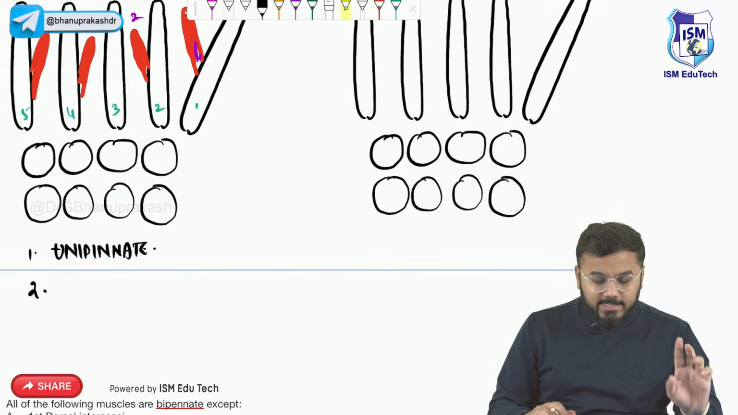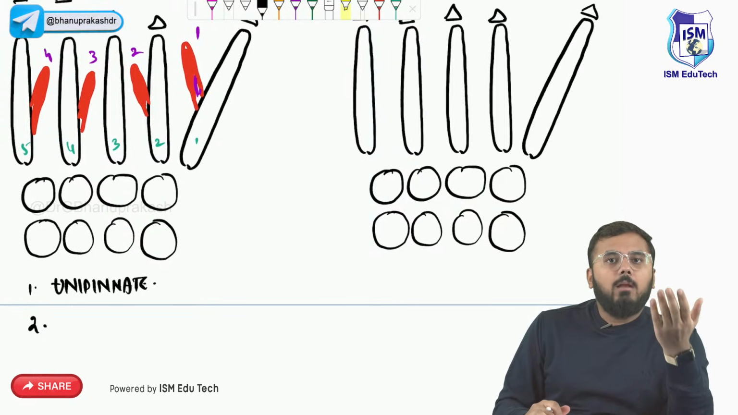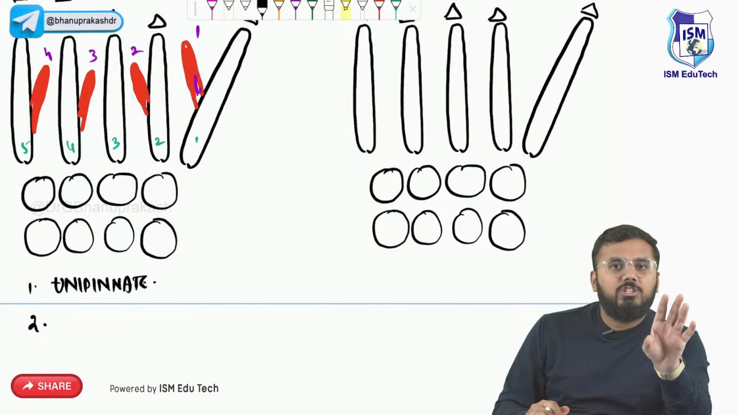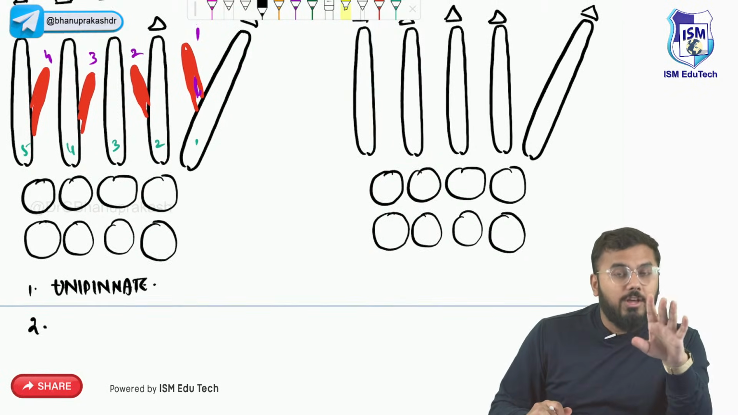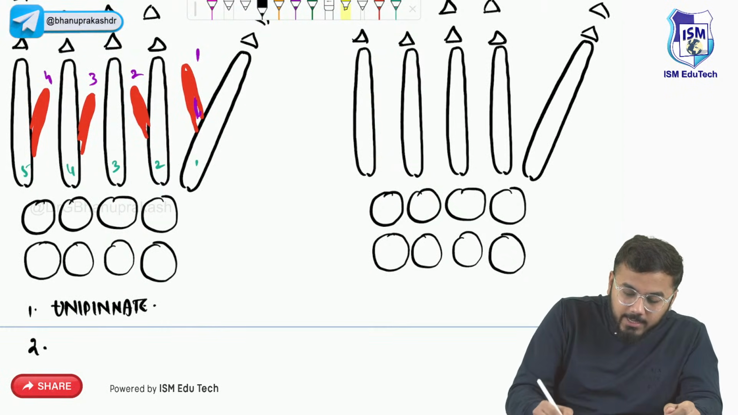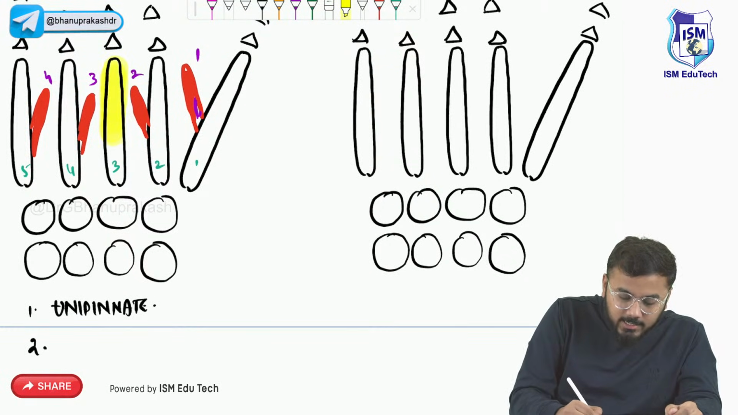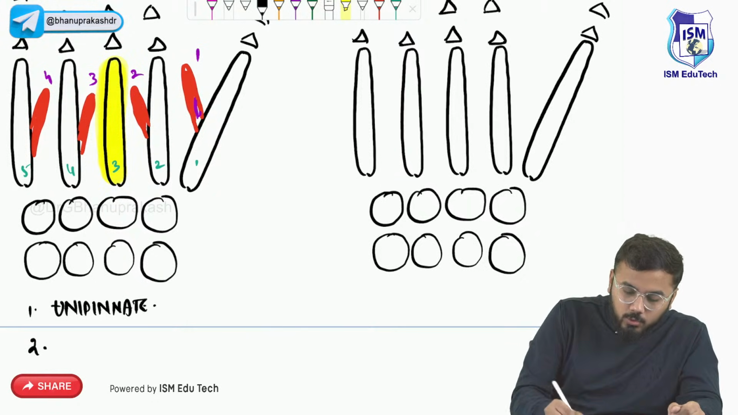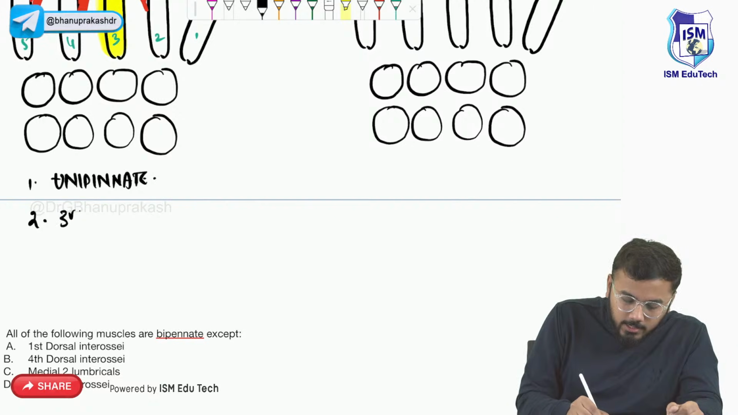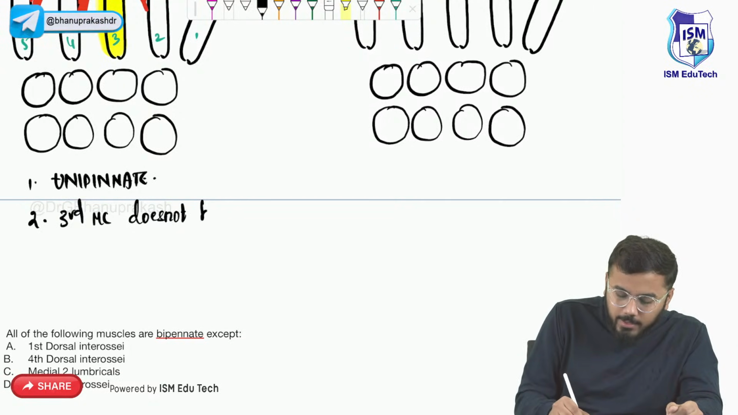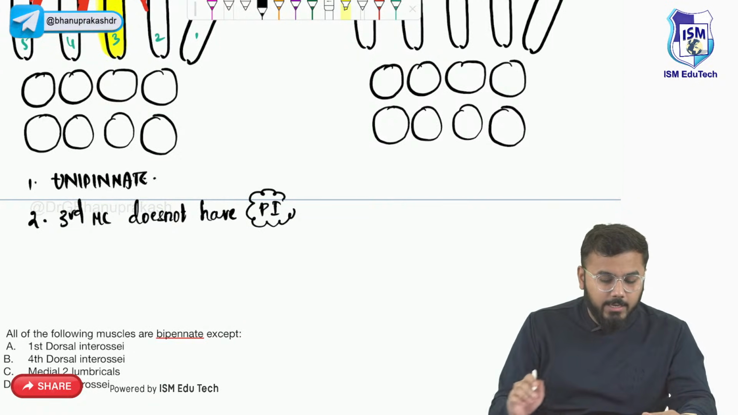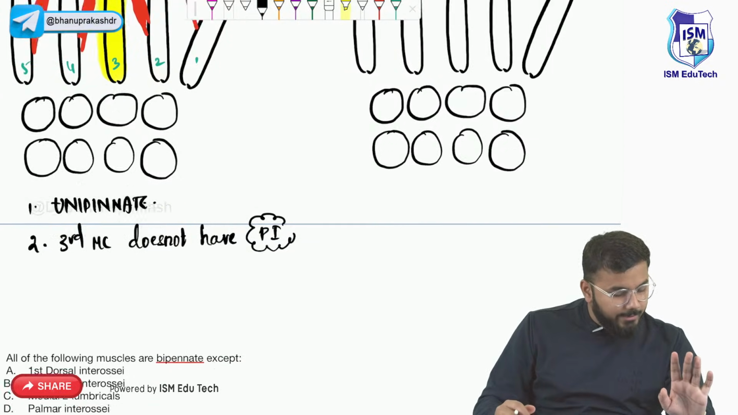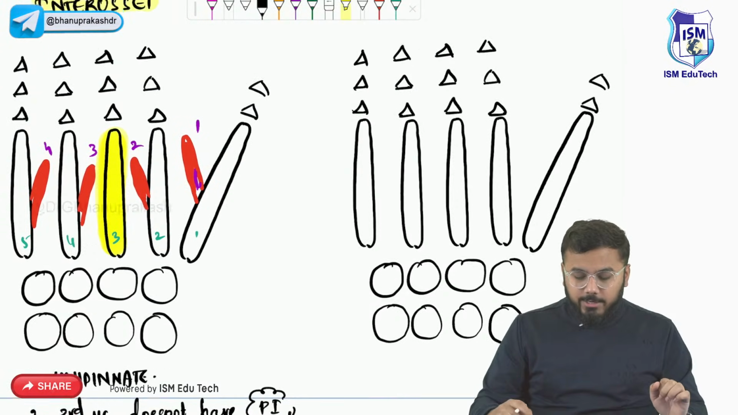This is unipinnate. And the second important question they asked is: palmar interossei are absent in which metacarpal? Which metacarpal does not have palmar interossei? You see the third metacarpal here. To this third metacarpal, is any palmar interossei attached? No. So look here. Third metacarpal does not have any palmar interossei. Clear here?